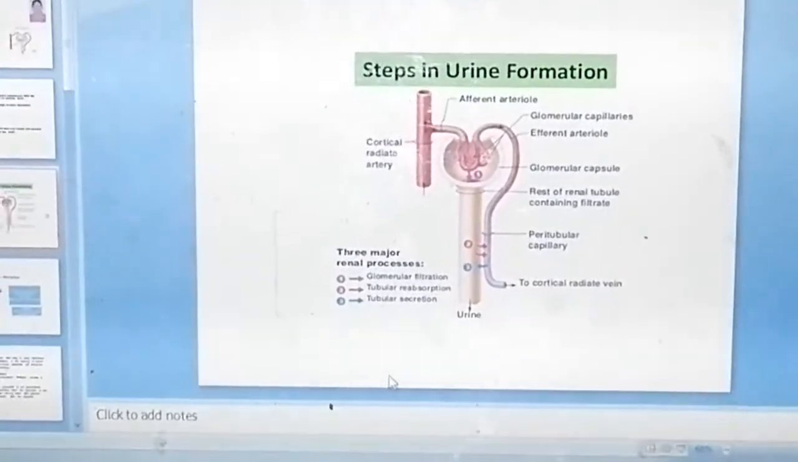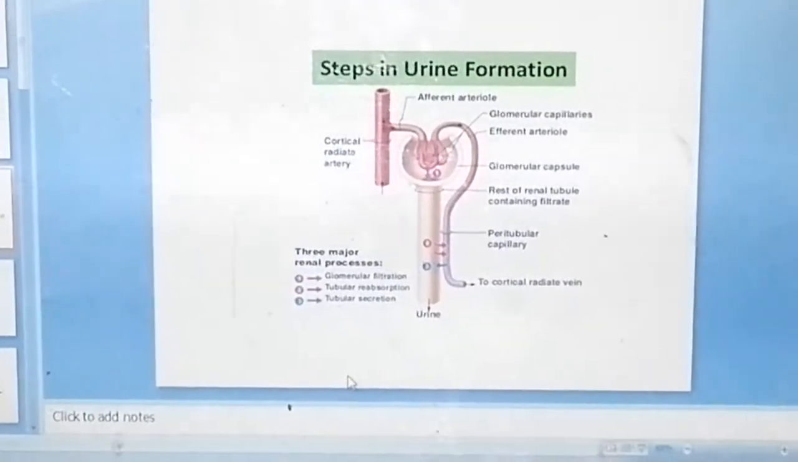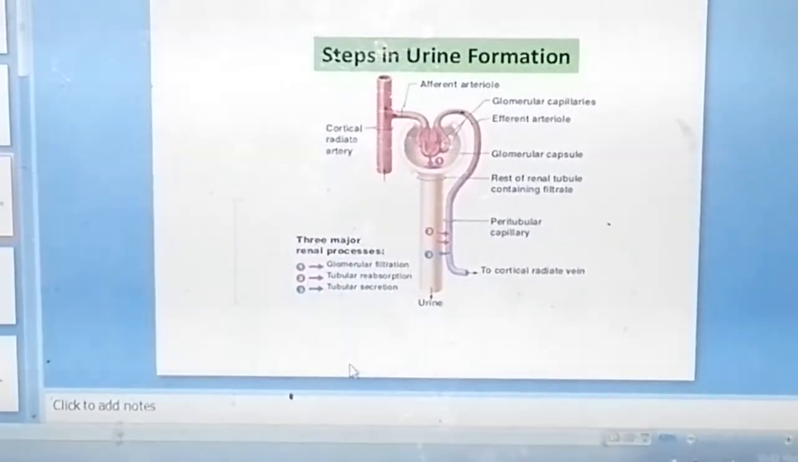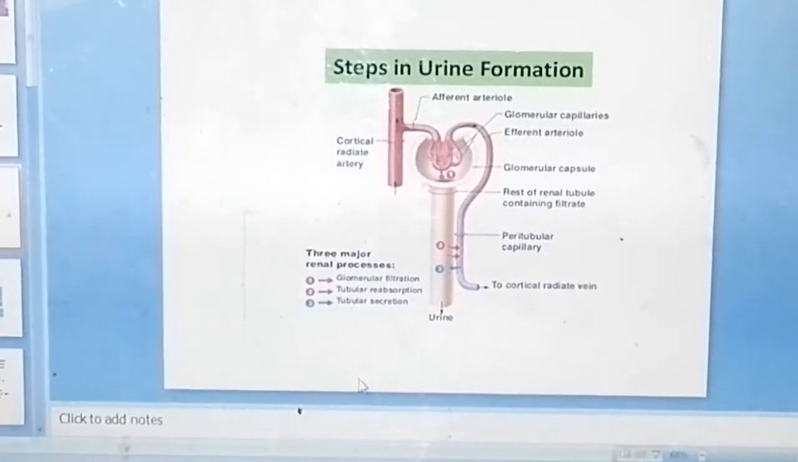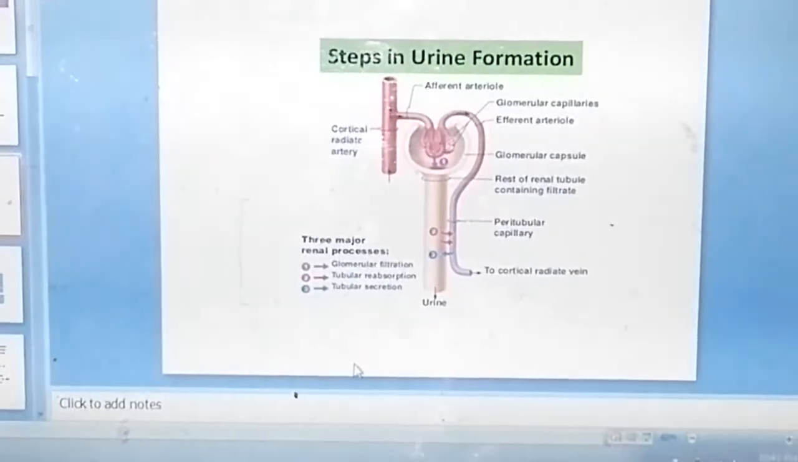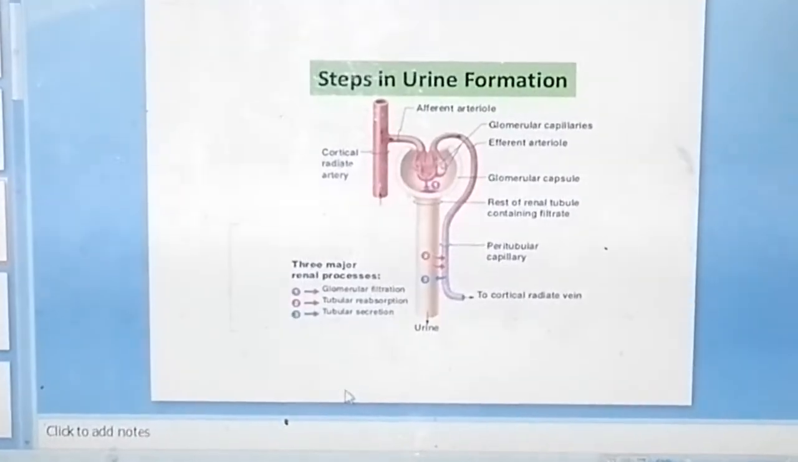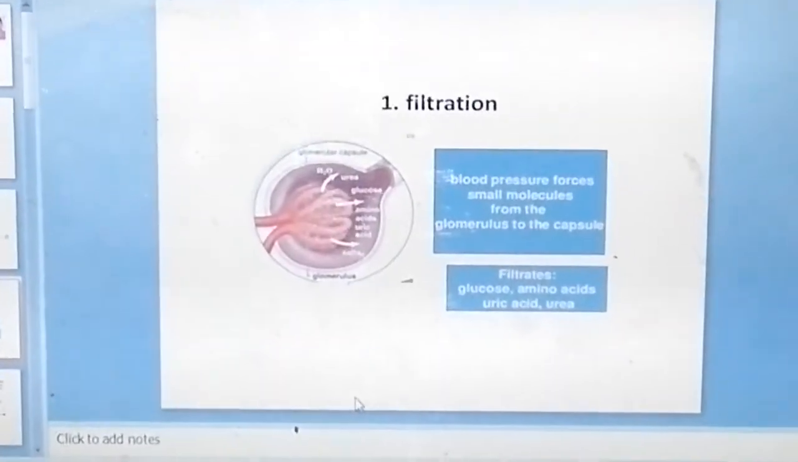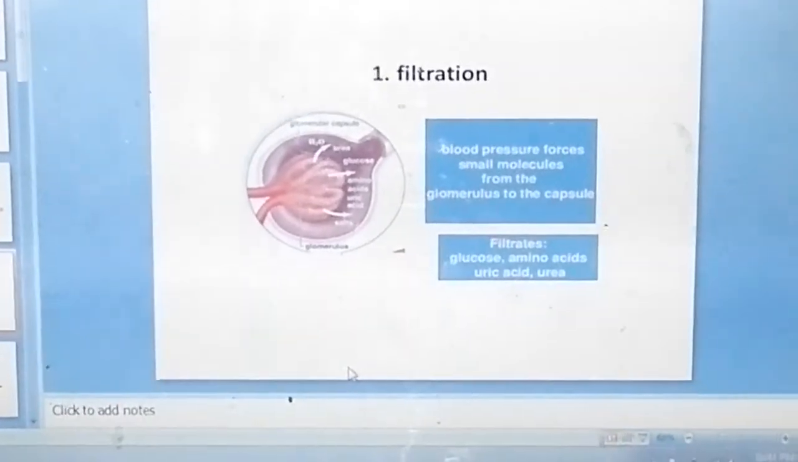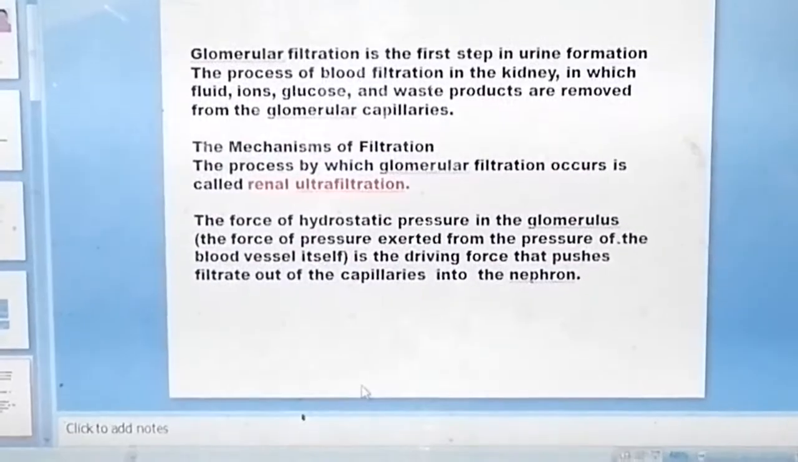Now in this diagram, you see the structure of the Bowman's capsule, the proximal convoluted tubule, the distal convoluted tubule, and in the glomerulus there is a supply of blood capillaries, showing the three stages of how urine formation takes place. Now first is the filtration. Here in this glomerulus filtration takes place.